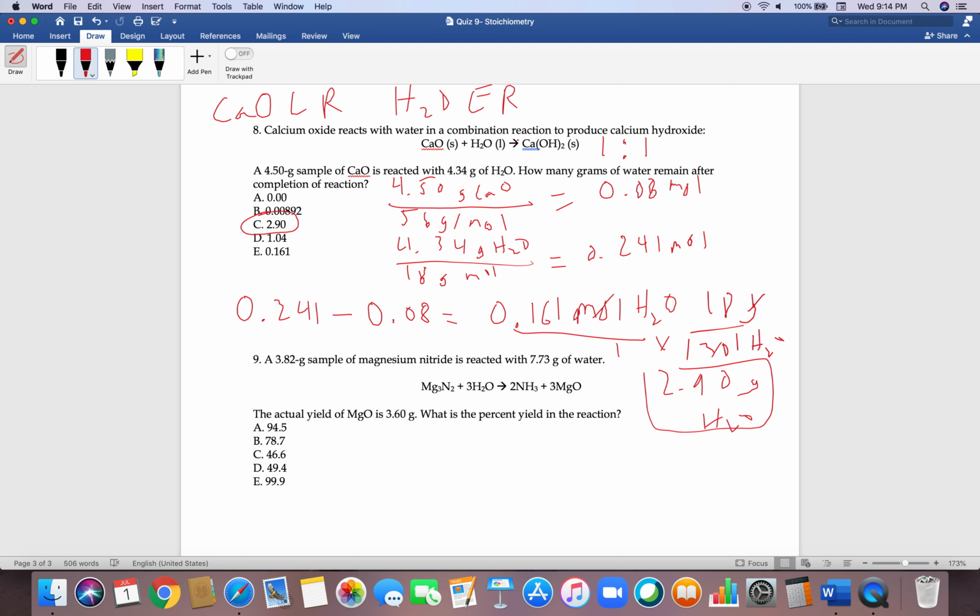So this problem shouldn't have been that bad. I think there was just some confusion. Hopefully this clears it up. You find your limiting reactant, you subtract it from the excess reagent, you convert the leftover excess reagent from moles into grams, and that gives you how much leftover you have.